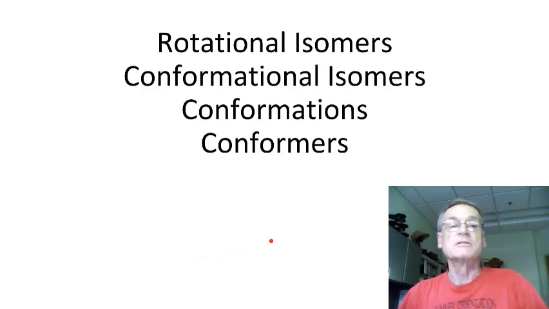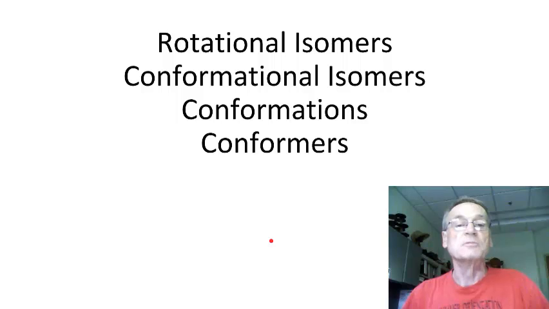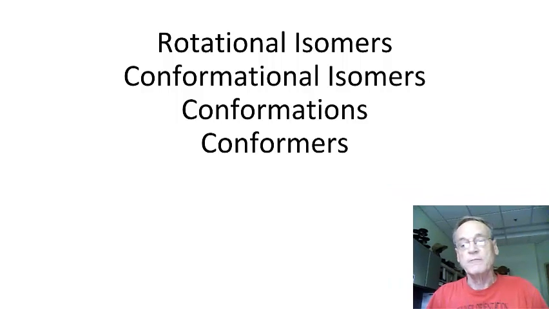So let's review and talk about the kinds of isomers that we've dealt with so far. In this video we're going to be talking about what are called rotational isomers, where you go from one to another by simply rotating around single bonds. These are also sometimes called conformational isomers, sometimes called conformations, sometimes called conformers.